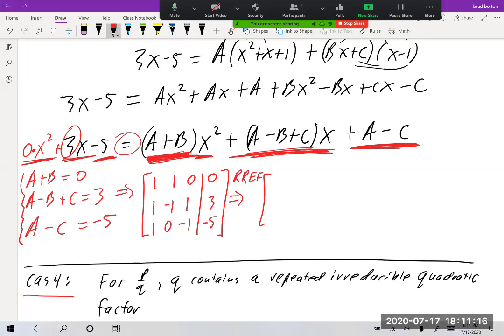Okay, and let's see what we get. So I'm just going to do this on my calculator. I'm going to go second, matrix. I can go faster if I just enter it in here. And this will be 1, 1, 0, 0, 1, negative 1, 1, 3, 1, 0, negative 1, negative 5. Then I'm going to math and go to RREF.